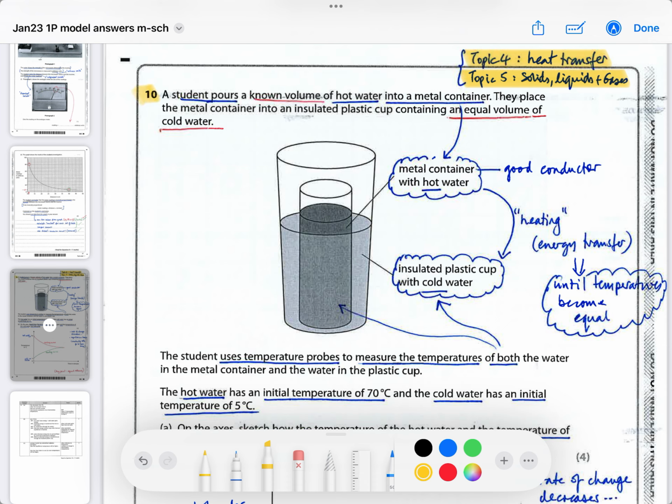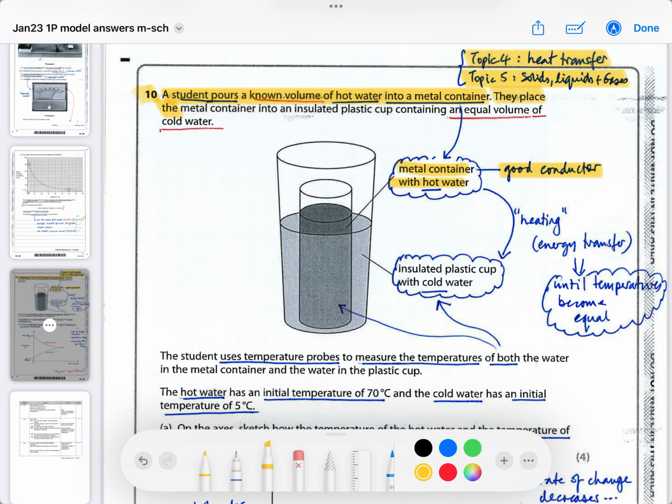So question 10, it says a student pours a known volume of hot water into a metal container. So the metal container is the inner container. It contains the hot water. Now remember, metals are good conductors. So they're going to probably ask you about conduction. So remember, the way you get marks is by using the scientific vocabulary in the depth and detail required and to make sure that you've explained your reasoning clearly. So depth, detail, clarity. I keep on repeating that to my students.